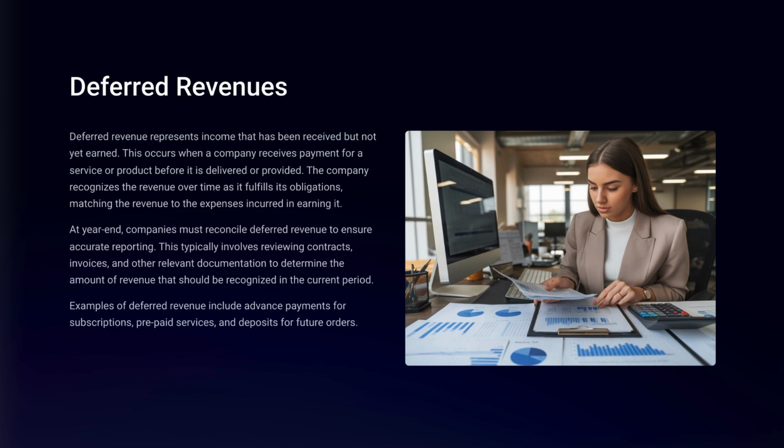This typically involves reviewing contracts, invoices, and other relevant documentation to determine the amount of revenue that should be recognized in the current period. Examples of deferred revenue include advance payments for subscriptions, prepaid services, and deposits for future orders.